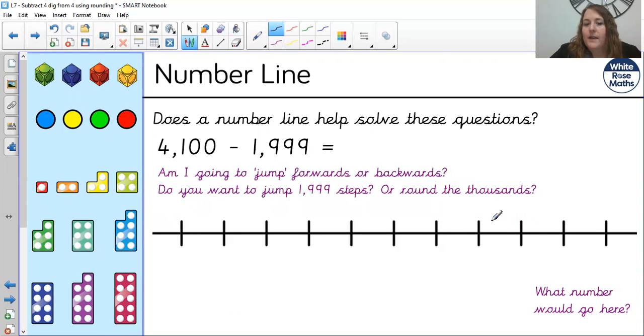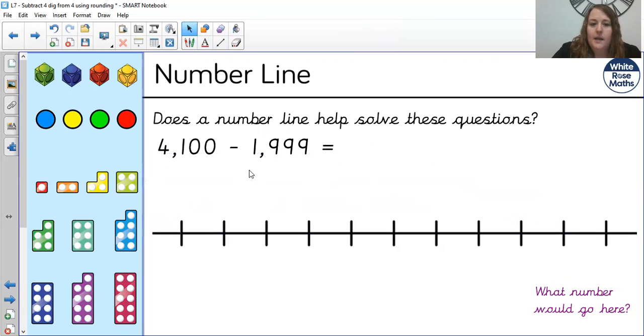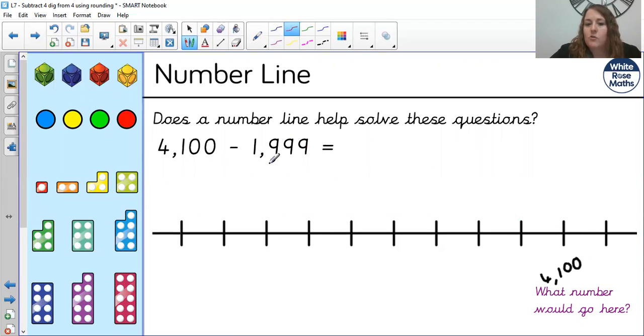4,100 take away 1,999. So I can move that writing out of the way because we know we always start on the right hand side when we're subtracting. We've got 4,100 and we are subtracting 1,999. Again, not the easiest number, so I'm going to make it an easier number. And I'm going to change it to 2,000. And then I can do 2 jumps back of 1,000 each and take away 2,000.